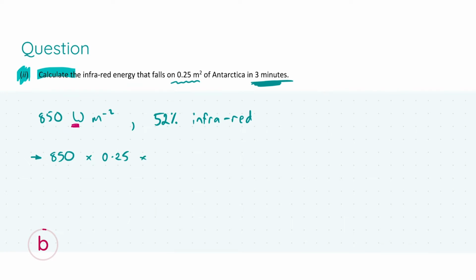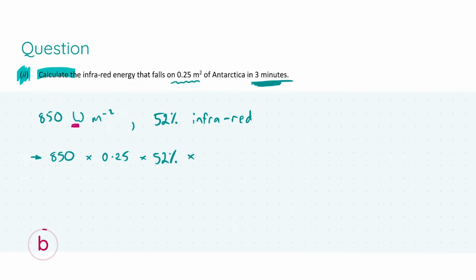As well as this, we're going to also multiply by 52%. The reason we're multiplying by that 52% is because we're asked about the amount of infrared that falls on the surface, not just generally about all of the radiation. We're only asked about that infrared. Finally, we're going to multiply by 3 minutes.